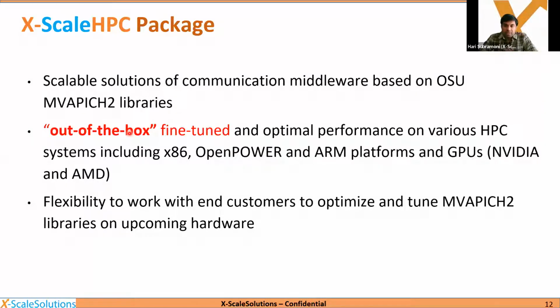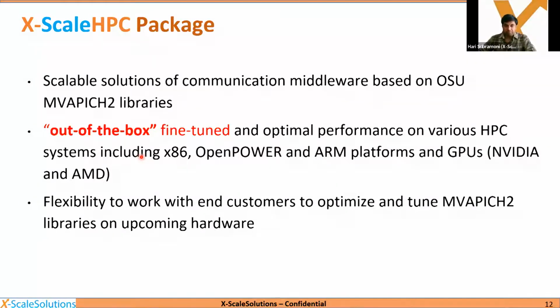And these tuning knobs could vary based on the kind of underlying hardware. For instance, if you have an OpenPower versus an Intel x86, your tuning may vary because the OpenPower architecture provides a lot of different features that the Intel architecture does not. Similarly, if you have InfiniBand versus OmniPath, you need different kinds of tuning there. So we take care of all of these things, and we provide an out-of-the-box solution for end customers for both CPU-based as well as GPU-based applications.